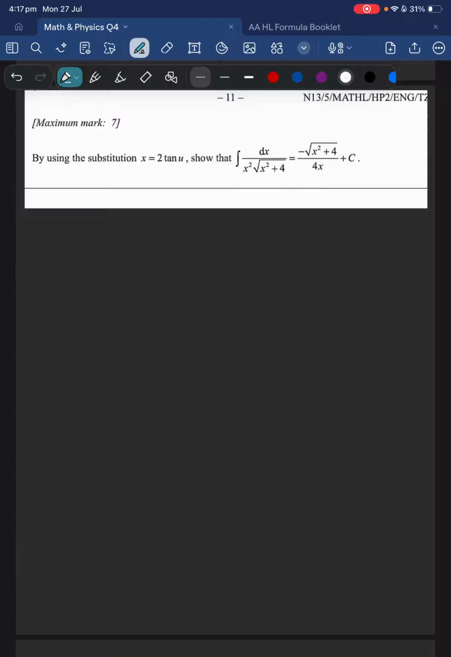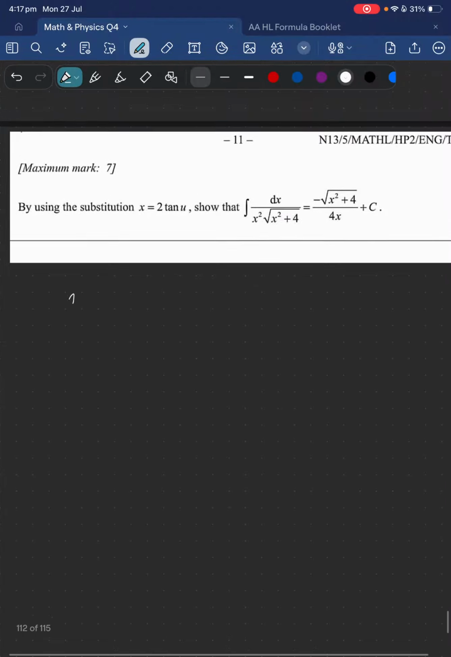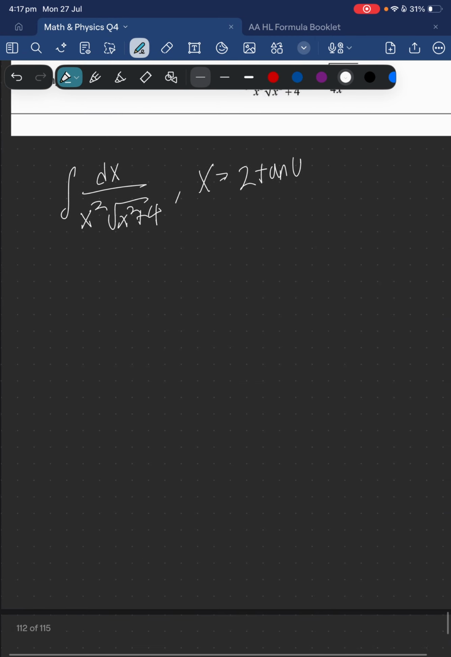And let's begin. Whenever we have a trig sub question, what I like to do is write down what we're given. So we have the integral of dx over x squared times the square root of x squared plus 4. And our substitution is x equals 2 tan u, where we're assuming u is an angle.